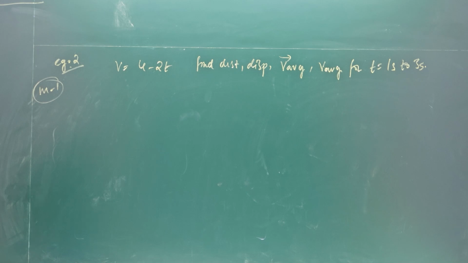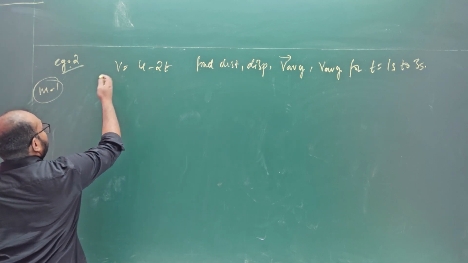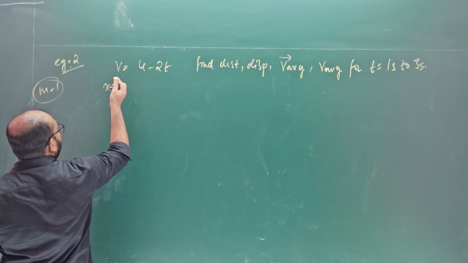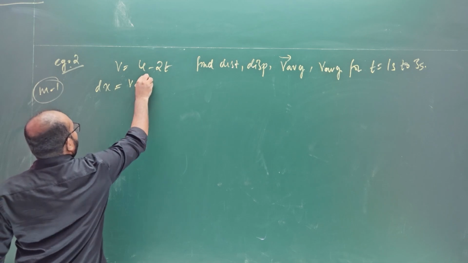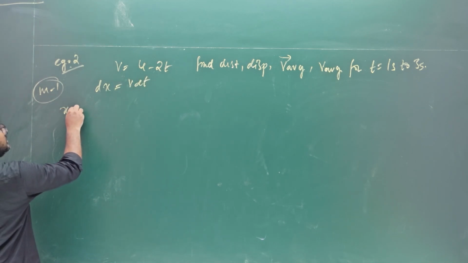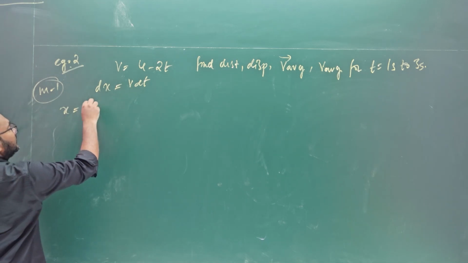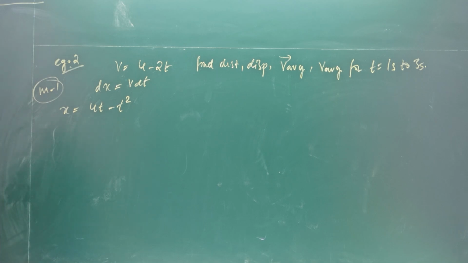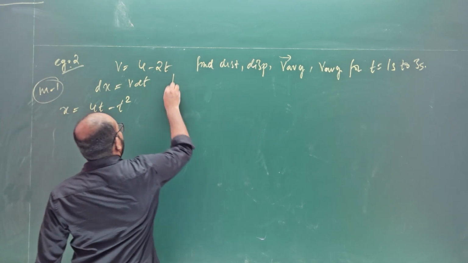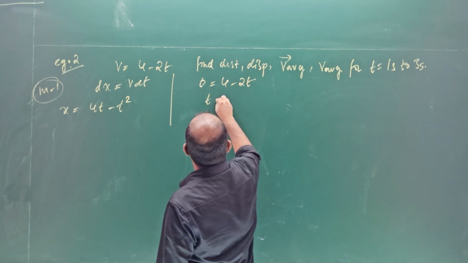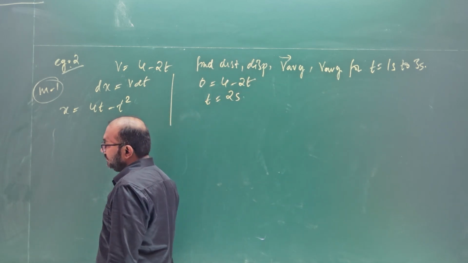Method 1. Shall I? Okay. What to do? x is equal to the integral of v dt, yes or no? So x becomes 4t minus t square. When is the velocity getting 0? So 0 is equal to 4 minus 2t, or t is equal to 2 seconds.